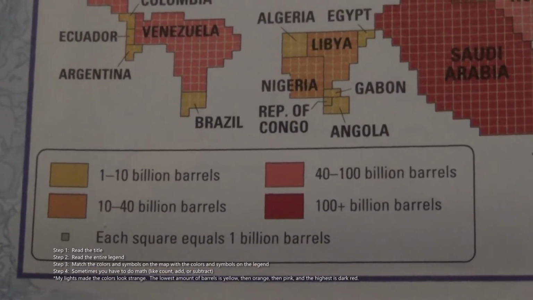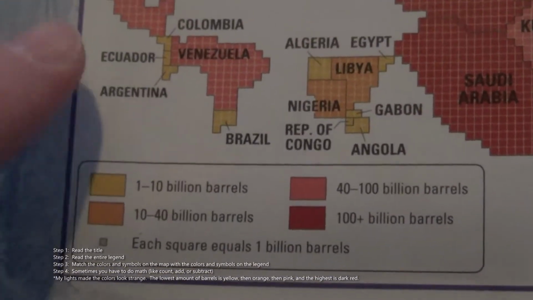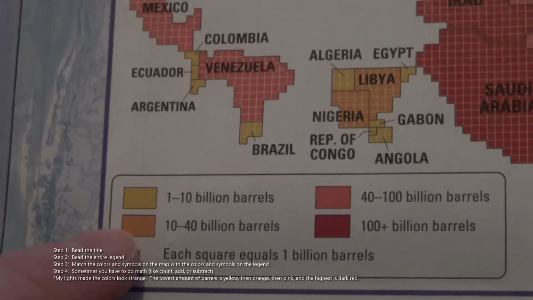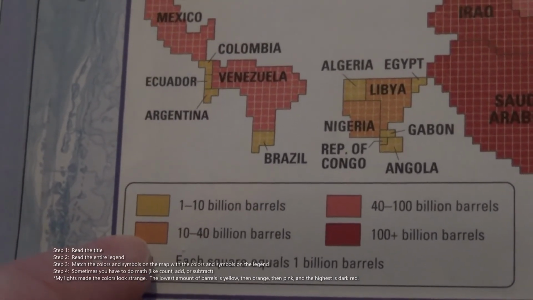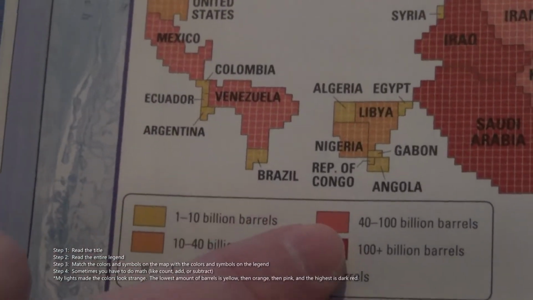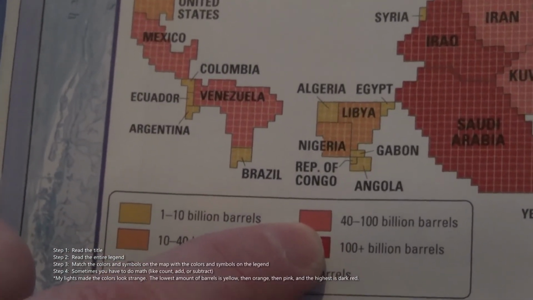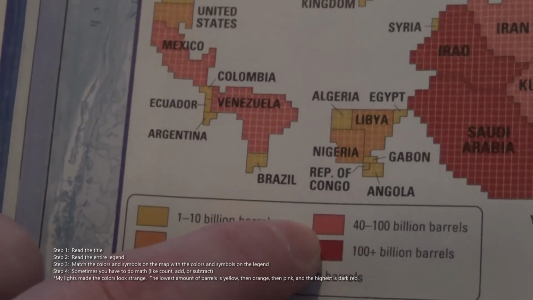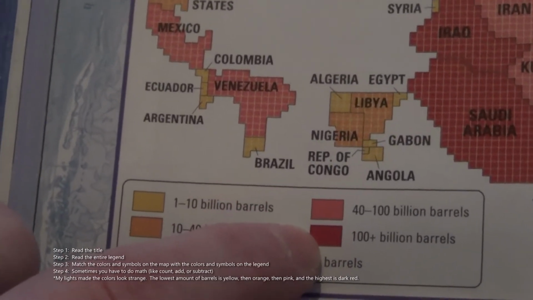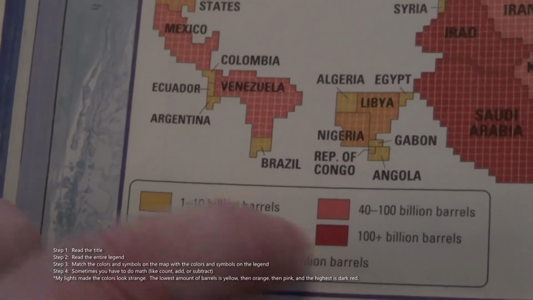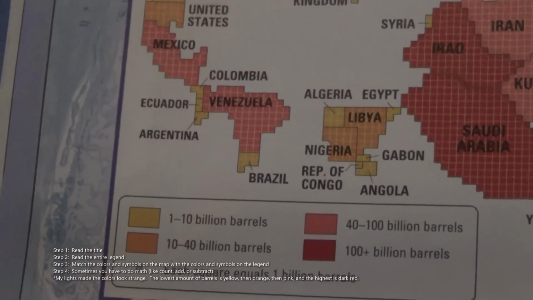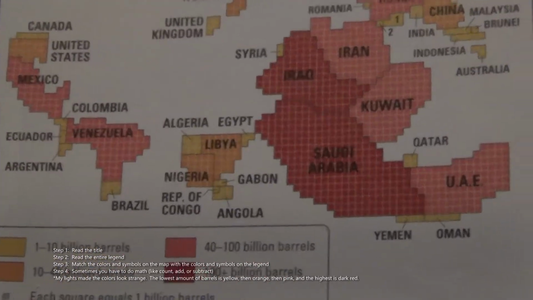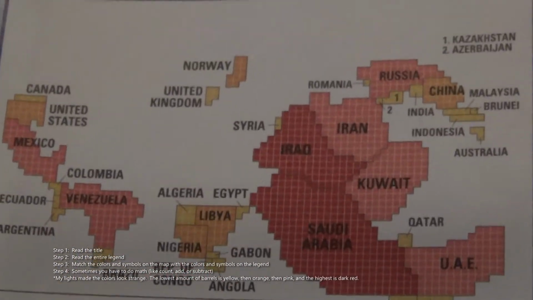So you can see that this orange color here means 1 to 10 billion barrels. This light pinkish red color is 10 to 40 billion barrels. Then you have this darker pink as 40 to 100 billion barrels, and then a dark red as 100 plus billion barrels. Each square equals 1 billion barrels. And again, this is oil in reserve.